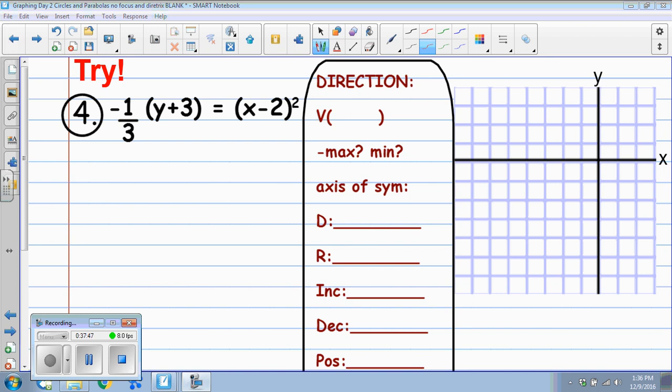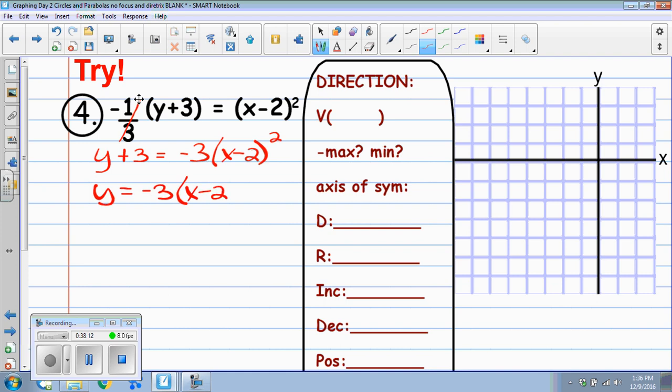So the first thing I need to do is multiply both sides by negative 3. So when I multiply that by negative 3, that'll go away. So I'll have y plus 3 equals negative 3, which is your a, times (x minus 2) squared. And then the last thing we need to do is subtract 3 from both sides. So that's my k term on the other side. So you'll have y equals negative 3 times (x minus 2) squared minus 3. Everybody good with that? Y'all got that right? Good. Now you can answer all the questions.